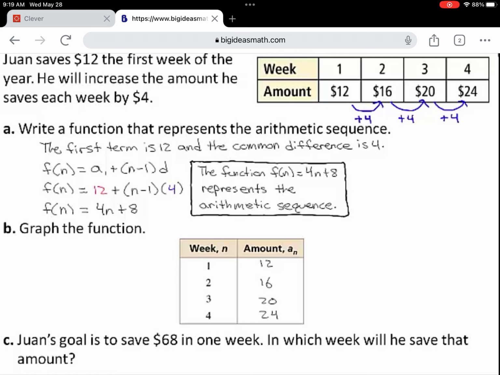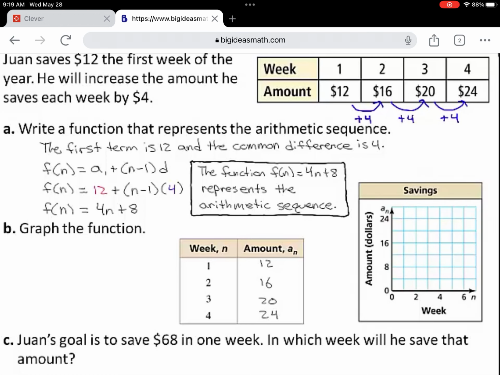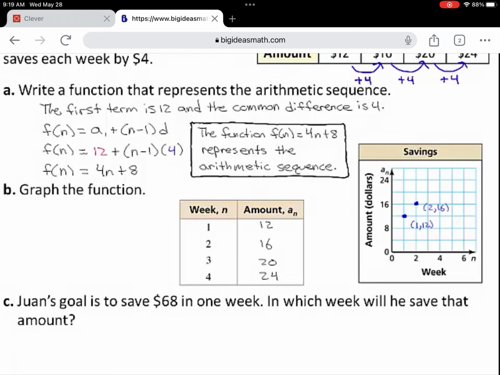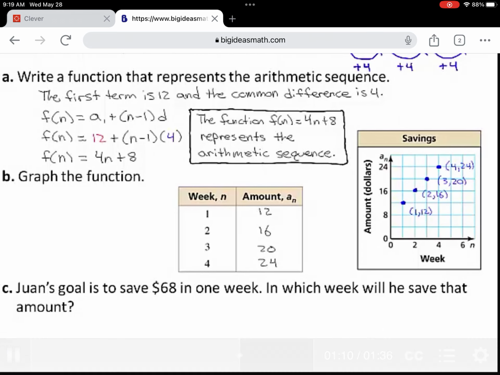Then plot the ordered pairs n, a sub n. So plot the points (1, 12), (2, 16), (3, 20), and (4, 24). Part C. Juan's goal is to save $68 in 1 week. In which week will he save that amount?